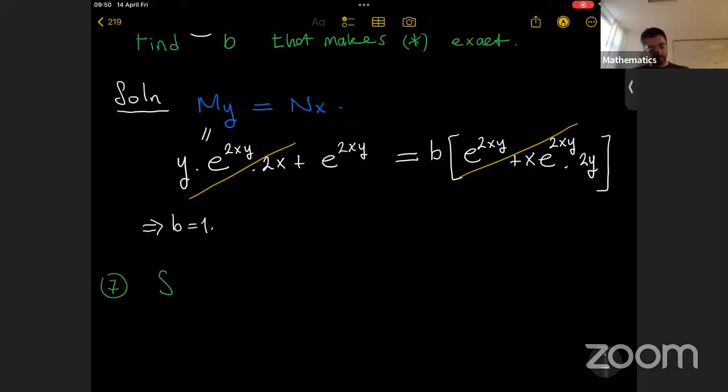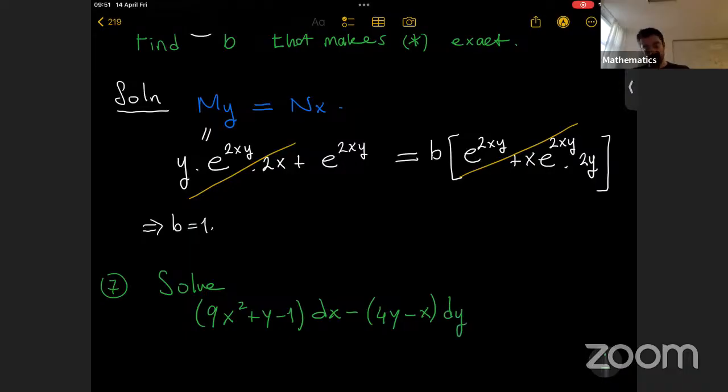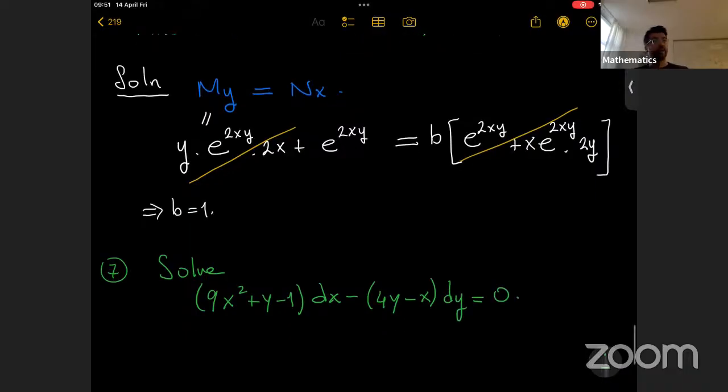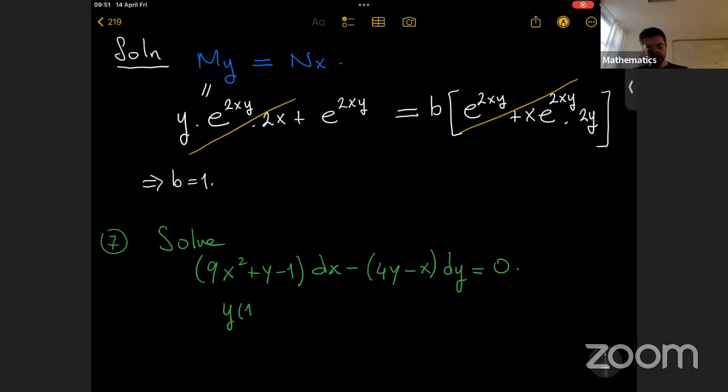So let us solve (9x squared plus y minus 1) dx minus (4y minus x) dy is equal to 0, and y(1) is equal to 0.